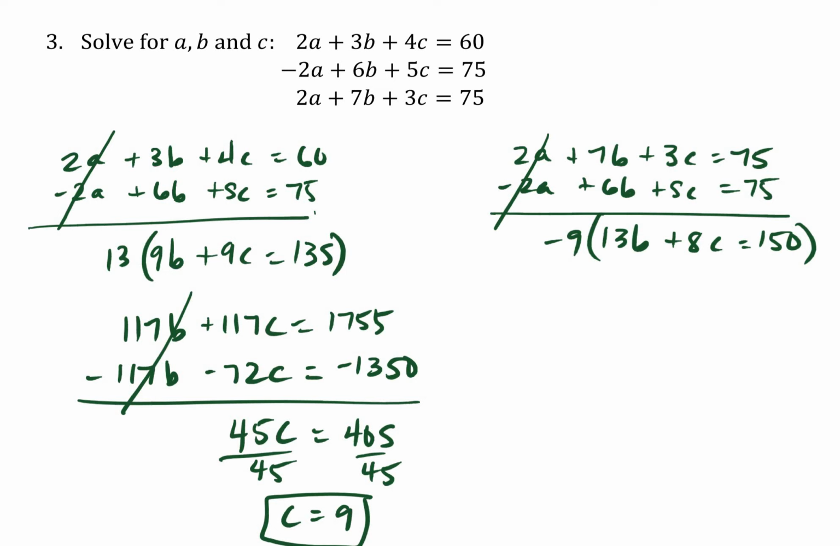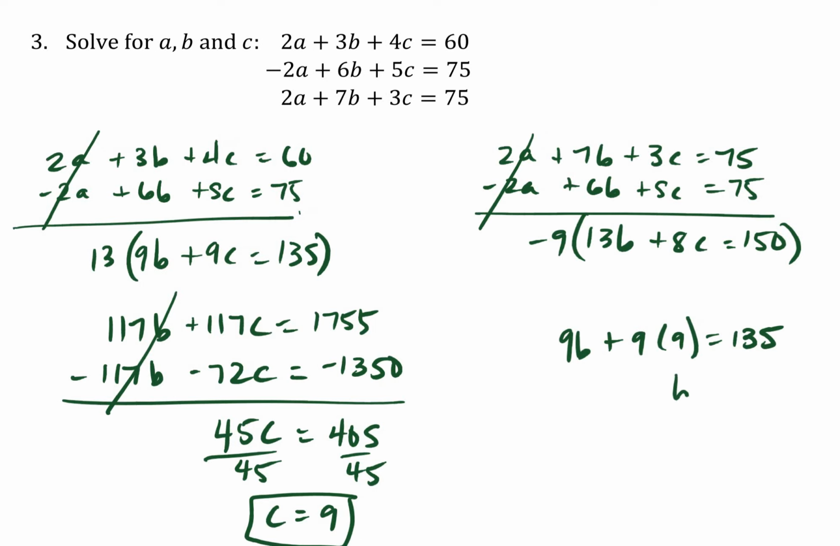Once I know c is 9, I can plug it back in to figure out what b is. So I can say 9b plus 9c, but c is really 9, equals 135. And if I solve that, I see that b is equal to 6. I'm hoping you can all solve that.